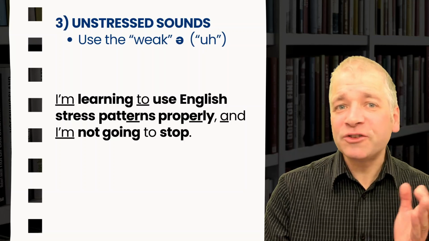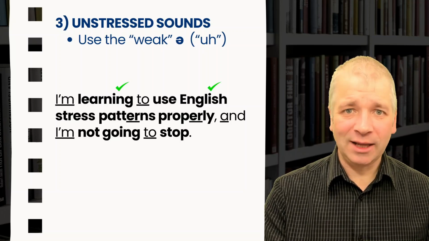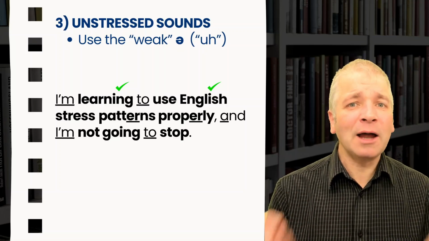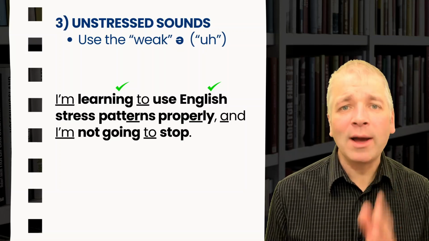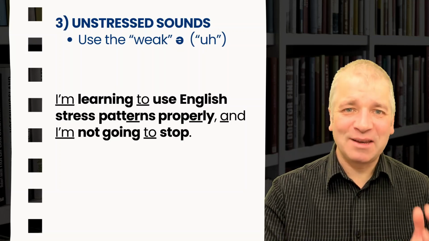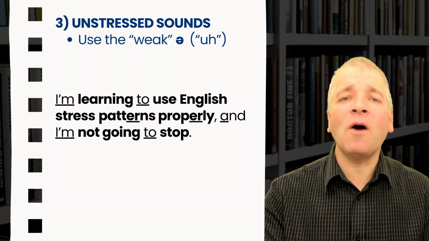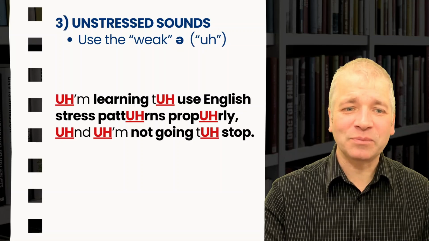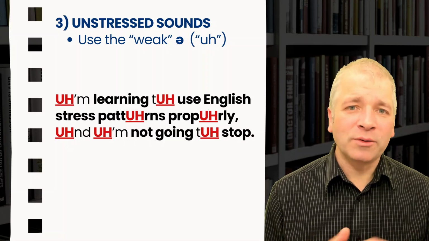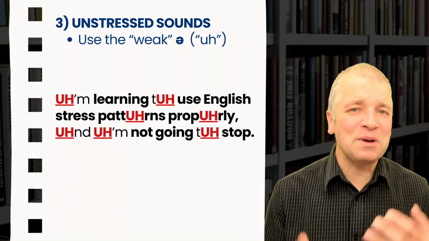Now there are some sounds that don't take the weak form, even when they are unstressed. And here, in learning and English, the ing and the ish don't take the weak form. They're still unstressed, but many combinations with I in the middle don't take this weak form. So how does this affect how our sentence sounds? Well, what happens is we introduce this schwa sound in all of the weakened places, like this. I'm learning to use English stress patterns properly, and I'm not going to stop. Did you notice how this gets into all of these different sounds here?